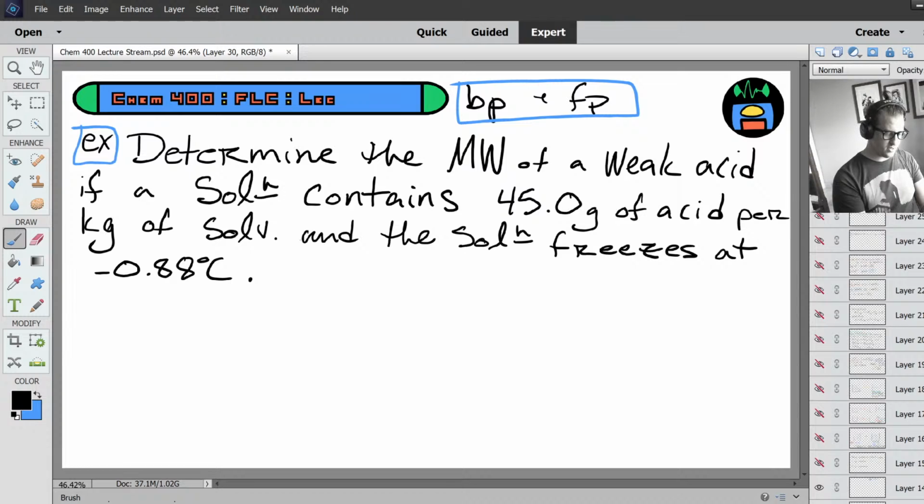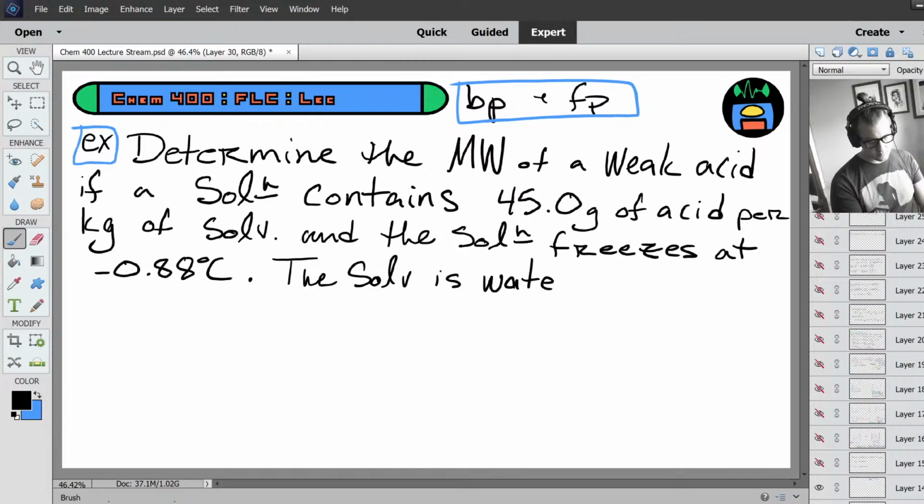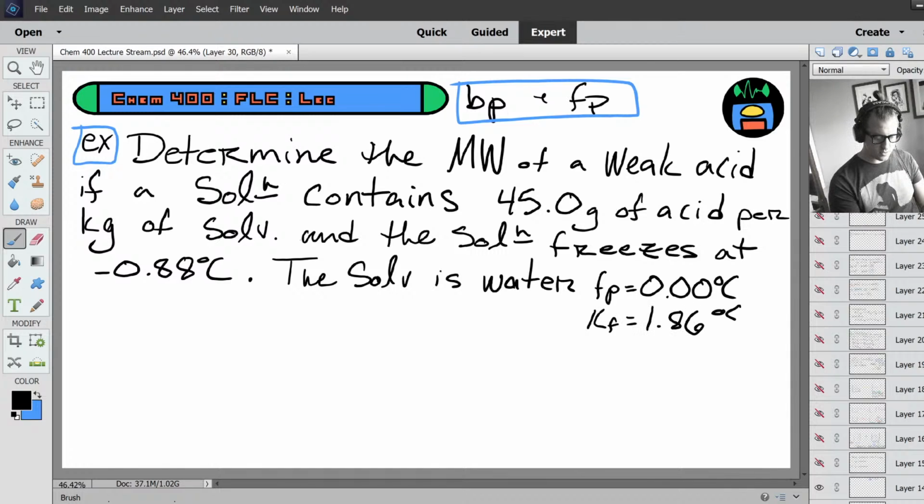The solvent is water, which means that it has a freezing point of 0.00 degrees Celsius and a freezing point constant of 1.86 degrees Celsius over molality, moles per kilogram. All right.